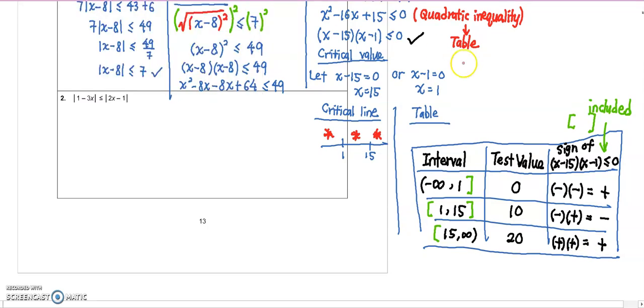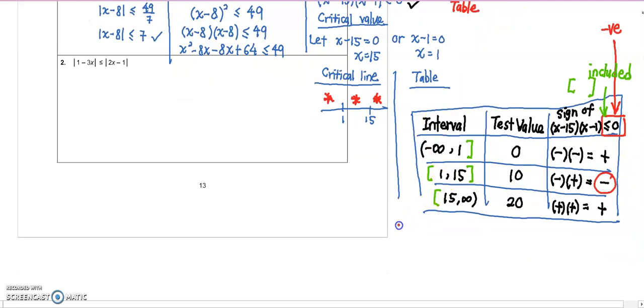So next, here comes our question. What sign should I choose? Based on our question, it is less than 0. Less than 0 means that it is negative. That's why we choose negative. So finally, for the interval notation, like method number 1, our answer will be from 1 until 15. Both of them are included.